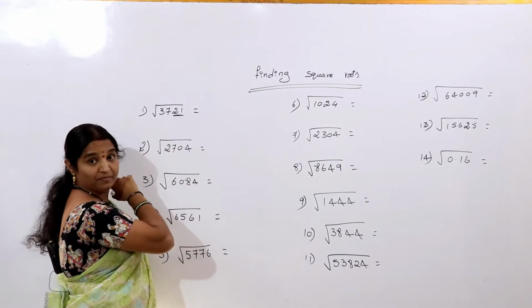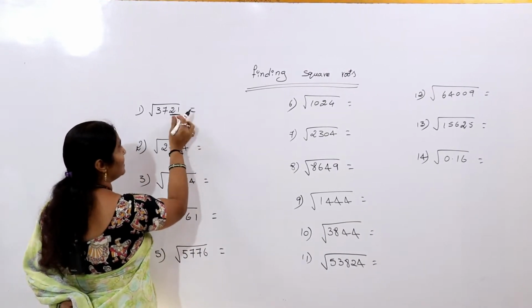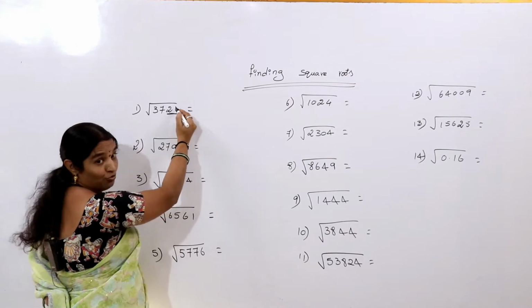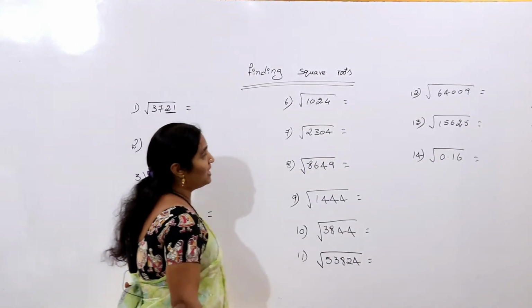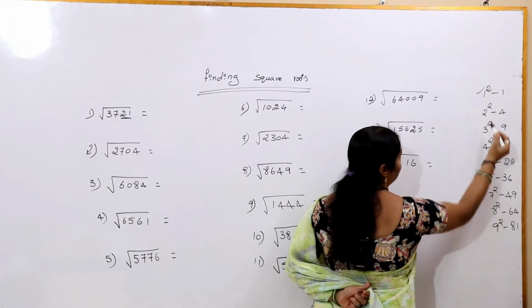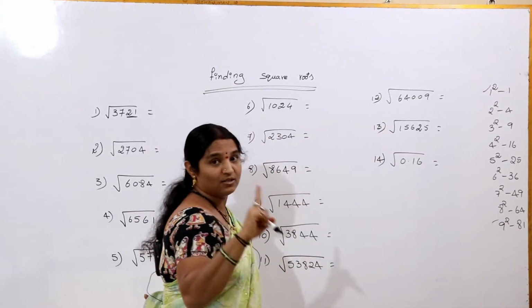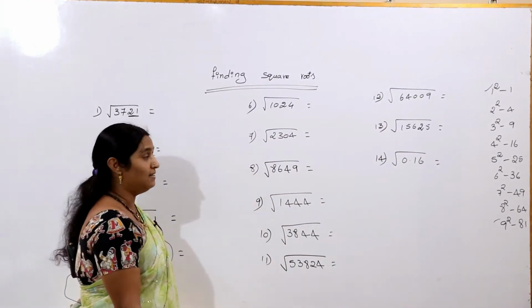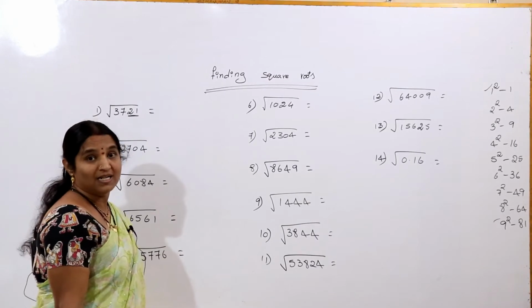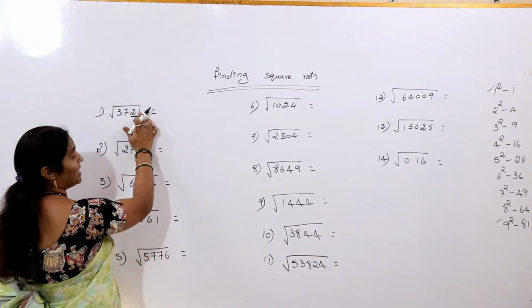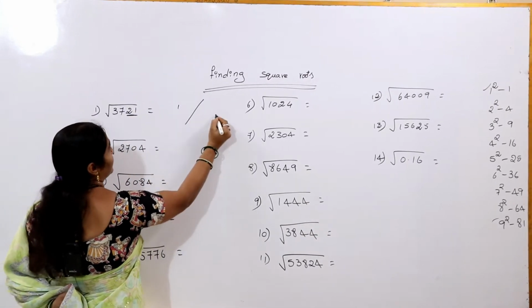Okay friends, finding square roots means first of all we have to take the last two digits of the given number. Here, in these two digits the last digit is 1. Ending with 1, how many square numbers are there? 1 and 9. 1 square is 1, 9 square is 81. So the square numbers that end with 1 are 1 or 9.